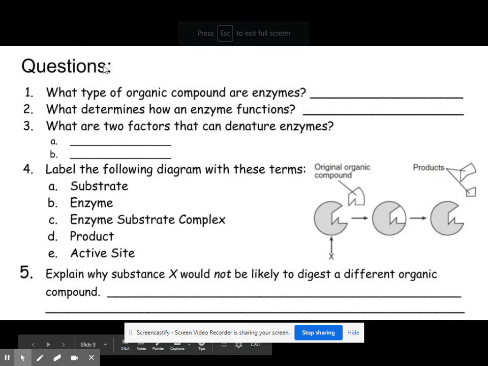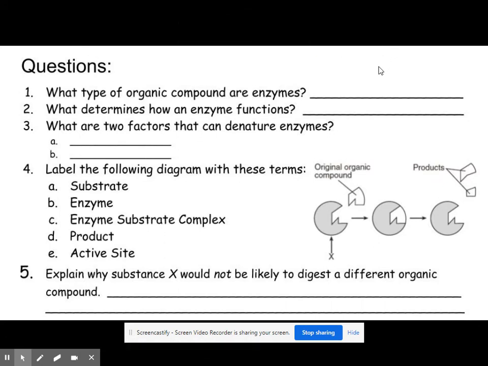Just to kind of review this information, what type of organic compound are enzymes? We named that in the beginning, but if you remember, they're either going to be a protein, a lipid, a carbohydrate, or a nucleic acid, and they belong in the protein group. And what determines how an enzyme functions? I had you add that to your notes last Friday, and it's the shape that determines their function.